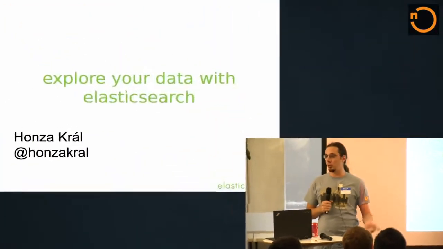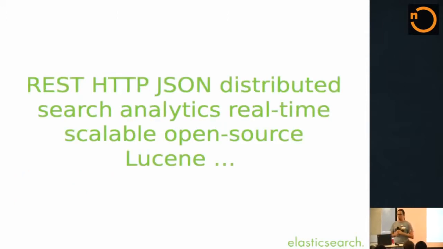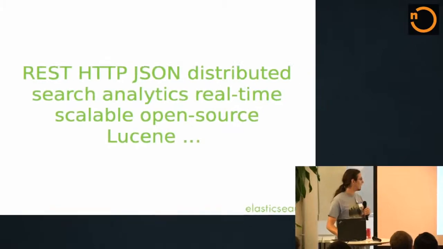So what Elasticsearch is, it's a very buzzword-compliant piece of software. It's open source, it can do REST, JSON, HTTP, it has real time, there's Lucene somewhere in there. What it actually means is a distributed data store that's very good at searching and analyzing data. That's what you should take away from this slide. The rest is just gravy.